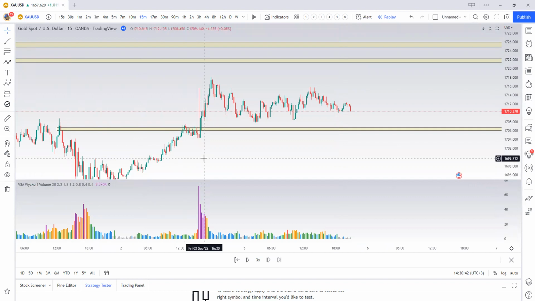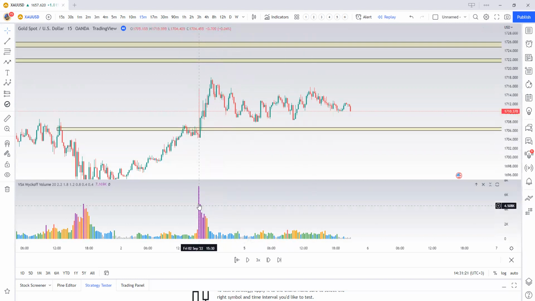What VSA Wyckoff volume is basically is an indication for you to have a strong volume or strong selling pressure that comes into the candle that gives you a confirmation that this is a legit supply zone or a demand zone. As you can see right here, this candle is a very strong candle, but this candle is coming from nowhere. This candle is coming from no supply zone or no demand zone. So therefore, this is for me an invalid trade.